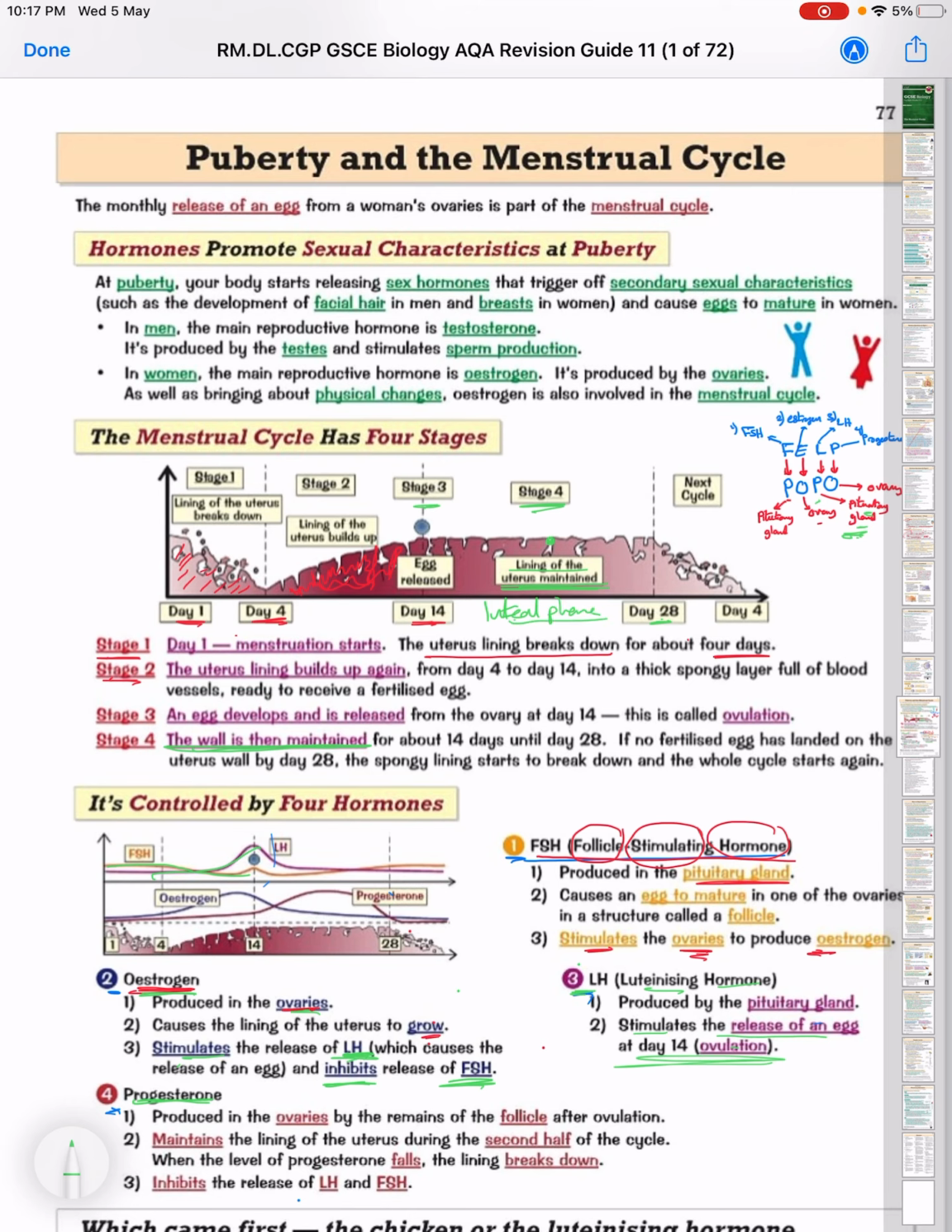Now progesterone is produced in the ovary by the remnants of the follicle. After the follicle is released, there are some remnants of the follicle. This is called corpus luteum. This name is not really required at your level, but just extra information. This remnant of the follicle produces progesterone, which is responsible for this good lining of the uterus that you see over here.